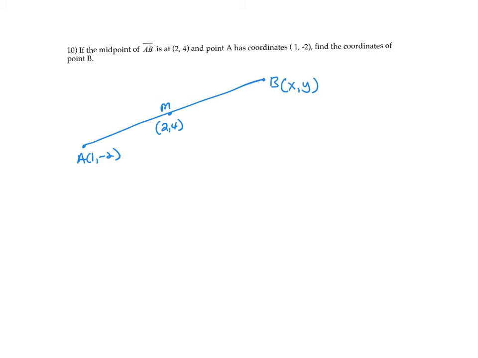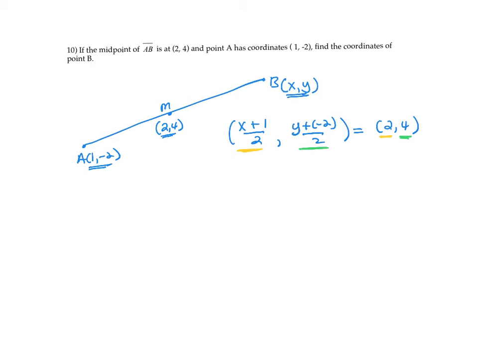Alright, you could do it the algebraic way. You could take this endpoint here and average it with this endpoint and set it equal to the midpoint. And here's what that would look like. x plus 1 divided by 2, y plus a negative 2 divided by 2 is all equal to the point 2, 4. So that means that this portion is equal to 2 and this portion is equal to 4.